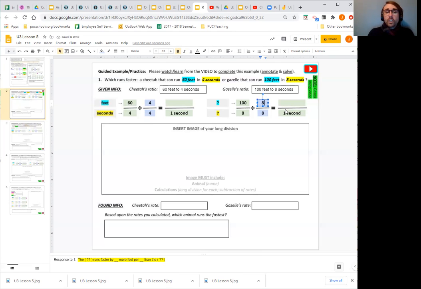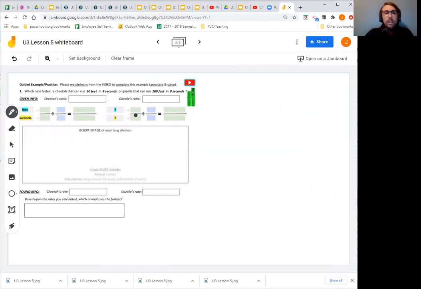And now we're going to show that division on a piece of paper or a whiteboard in order to find the top numbers. So dividing 60 by 4 and dividing 100 by 8. And I'm going to show this on a whiteboard. So let's jump over here. Okay, so we're going to go ahead and set up the division now. It says in this part right here that the image must include the animal, the name of the animal. So I'm going to put cheetah first. It also must include long division for each and subtraction of the rates.